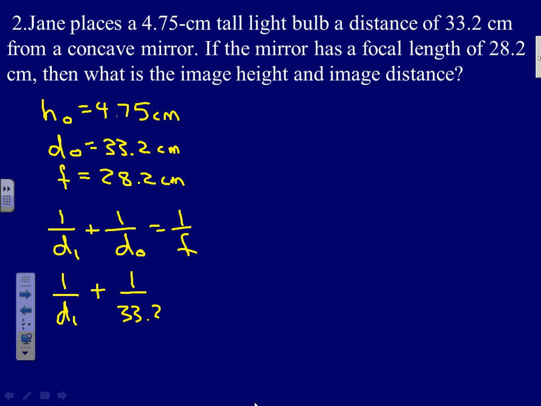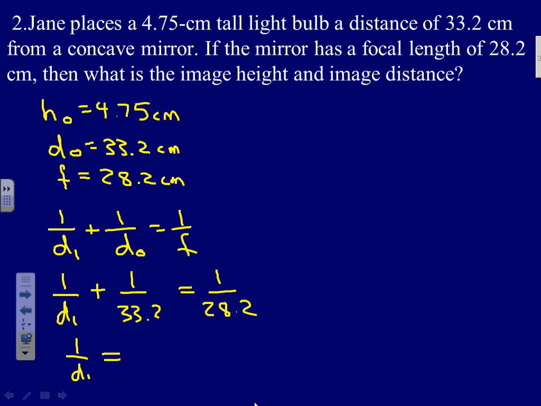I'd have to get them into the same units, and that's important. But because they're all the same, we know we're dealing with centimeters. We're going to end up with centimeters in the end. So 1 over 33.2 equals 1 over 28.2.